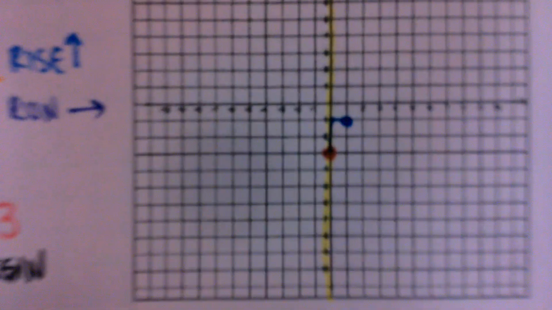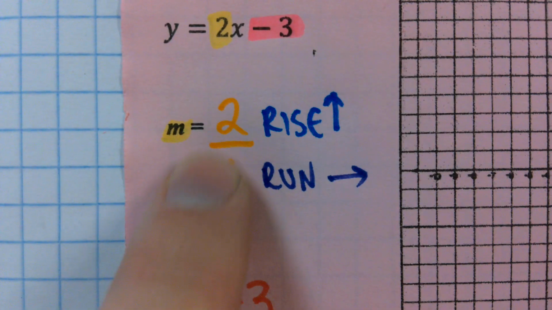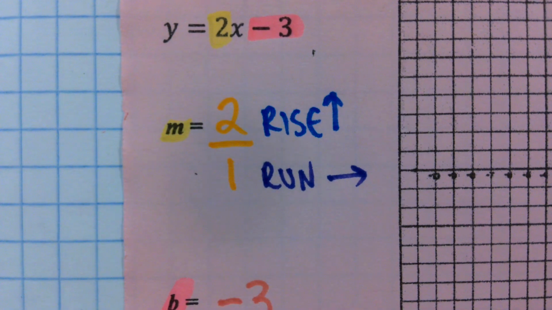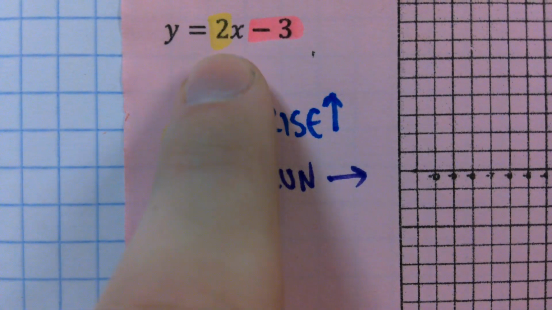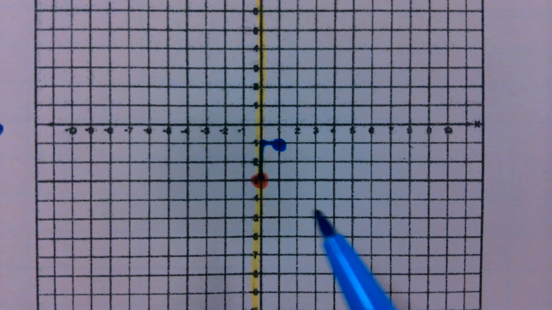I'm going to zoom in super close. We turned our slope into a fraction. Because it was just 2, anytime we have a whole number slope, we put it over 1. So if this said 7x, it would be 7 over 1. If it said negative 10, it would be negative 10 over 1. I'm going to zoom in because I know the graph is kind of small.